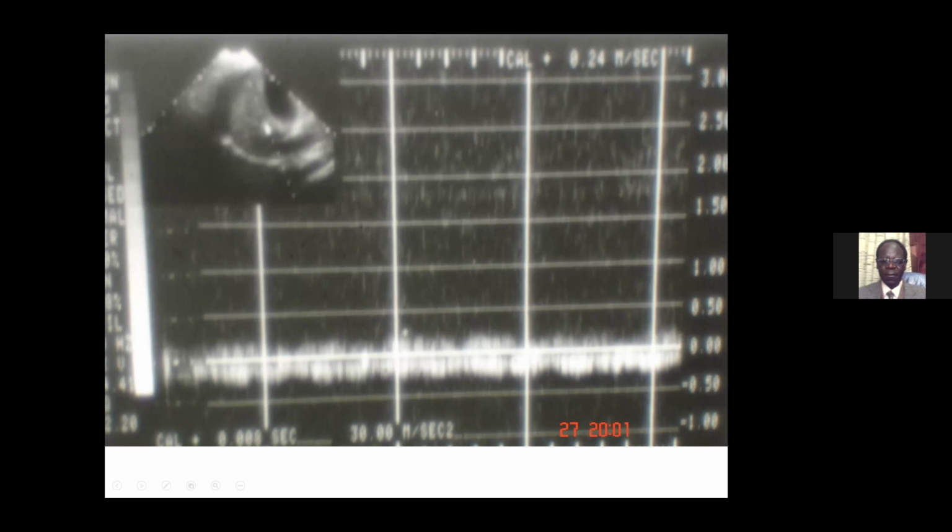Branches of portal vein, because there are those two types of veins in the liver. Okay, so there was no evidence of rejection.